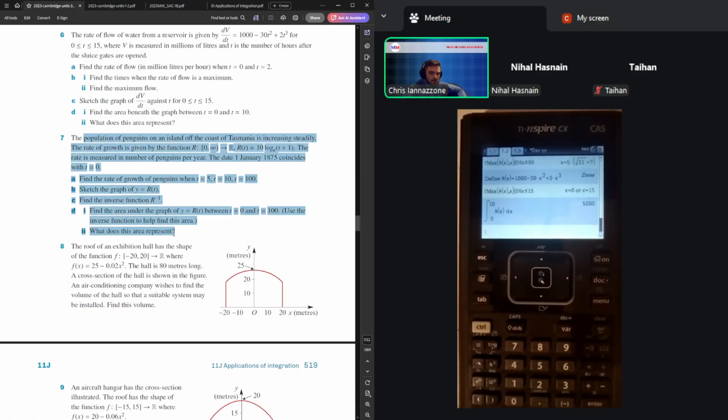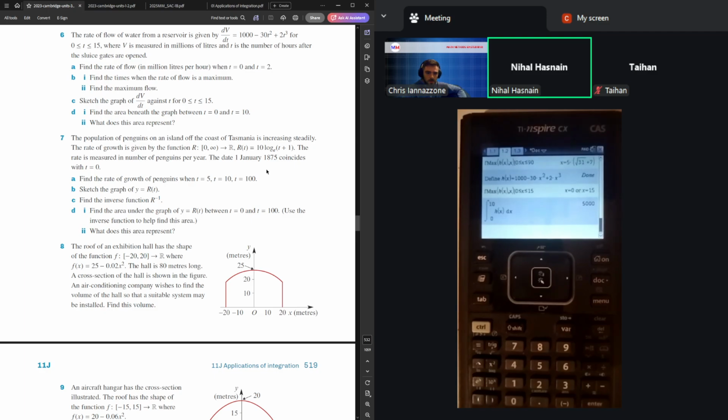Do we want to give question 7 a shot or the SAC? I think I'm okay with this now. You're okay with it now? Cool. Because question 7 is very, very similar.